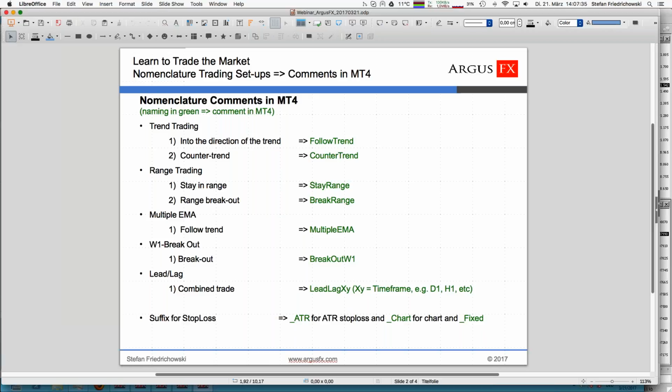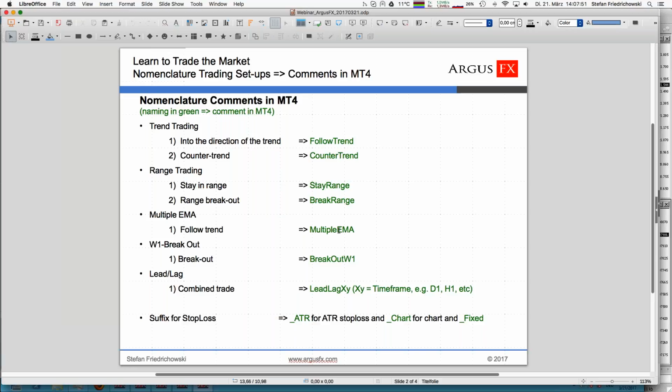Finally, we have introduced 3 real trading setups based on multiple EMA. That was the first one. That is a follow trend setup, and we have given the name multiple EMA for that.